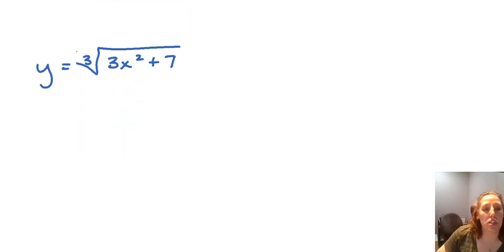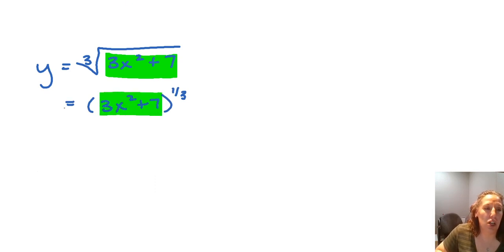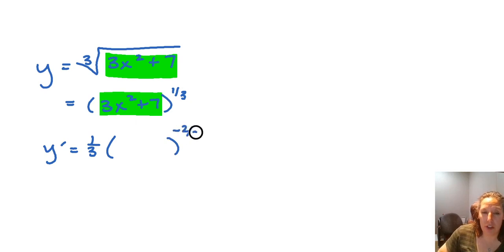This one we have y equals the cube root of the quantity 3x squared plus 7. Now this one, our inside function is going to be what's underneath that radical. And remember, the cube root, another way of writing that is 3x squared plus 7 raised to the 1/3 power. So when we take that derivative, again, our 3x squared plus 7 is our inside. So our derivative is going to be 1/3 times our u, our inside g, whatever we want to call it, raised, we're going to subtract 1. 1/3 minus 1 is negative 2/3.